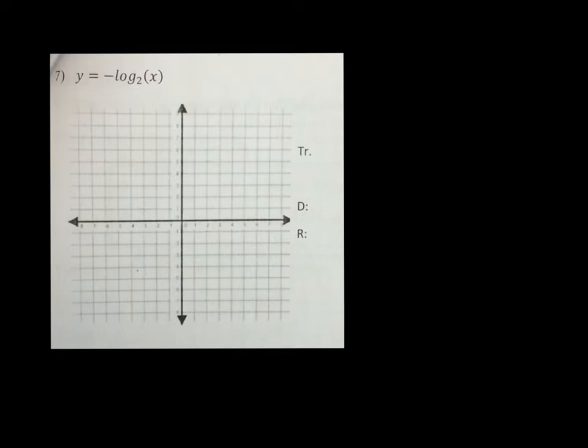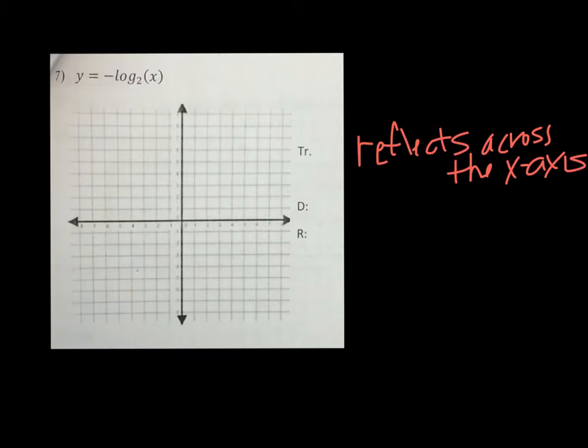Now we get to something a little bit different. Here in number 7 we have the opposite of log base 2 of x. And you've probably guessed that if we put a negative out front of our log function, that it will flip the log function horizontally, flip it about the horizontal axis. So our transformation is simply reflect across the x-axis.